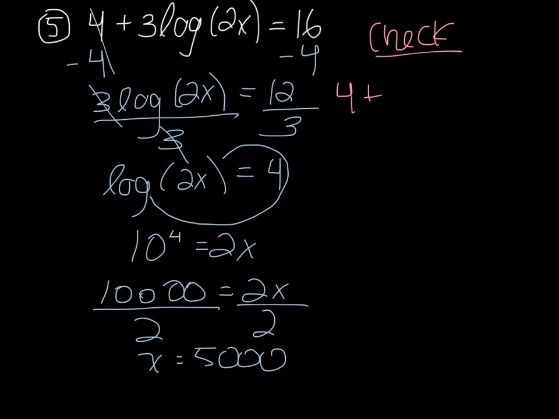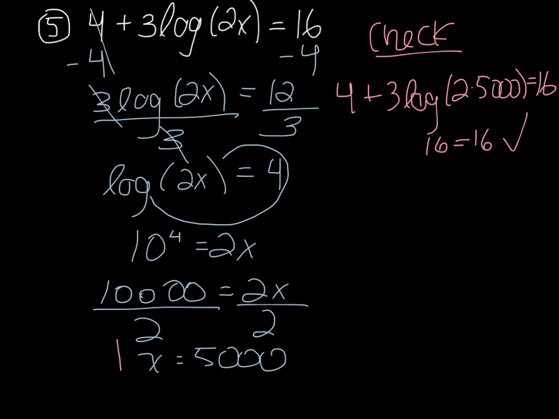So 4 plus 3 times the log of 2 times 5,000 has to equal 16. You type it into your calculator, 4 plus 3 times the log, base 10, so you can just use the log button, of 2 times 5,000, and you should get 16 equals 16, so it is a solution. It's not extraneous.